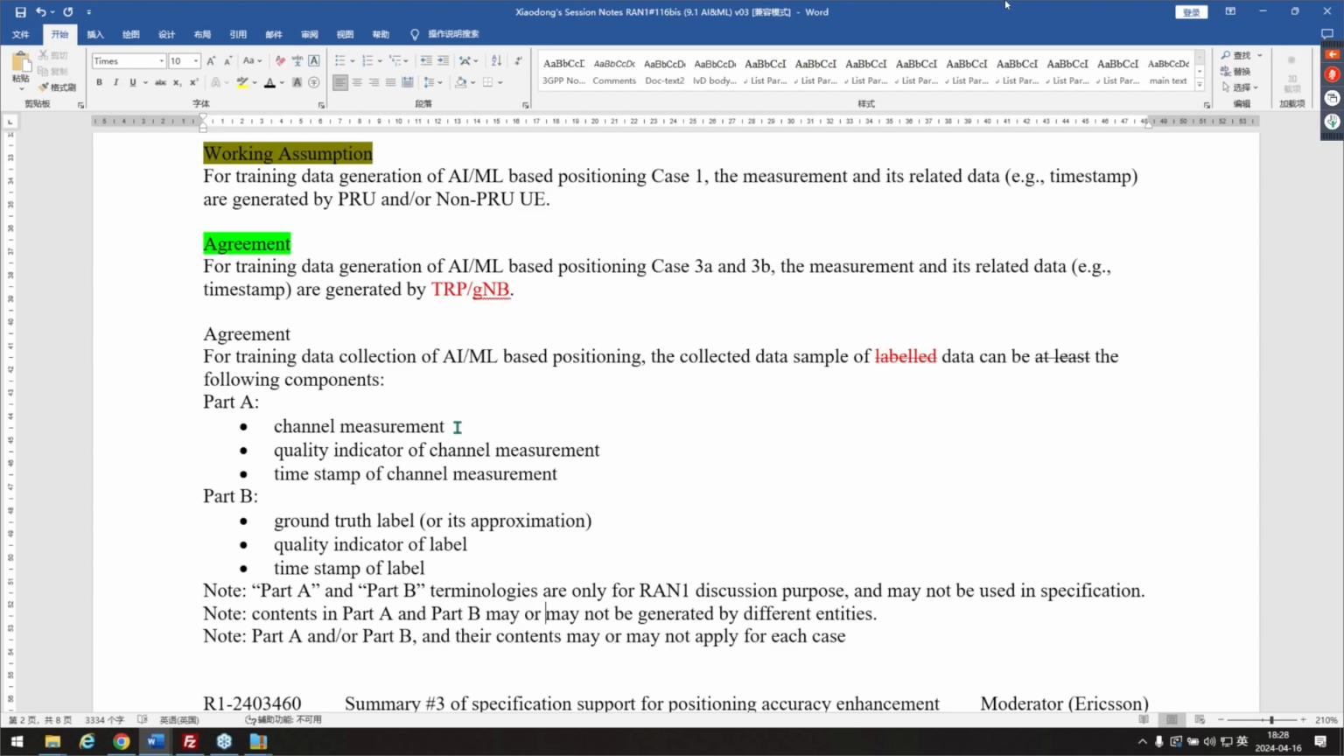Vicky. Yes, thanks for Samsung's concern. I think we may change the channel measurement to channel measurement corresponding to model input, right? Because we are having discussion about sample-based or path-based, if that's determined, this can also be determined based on our previous discussion.